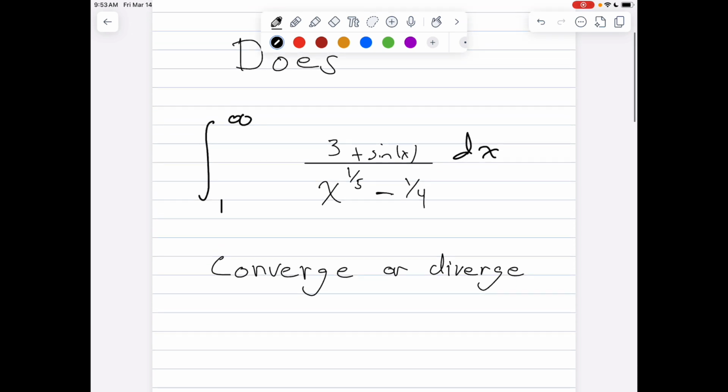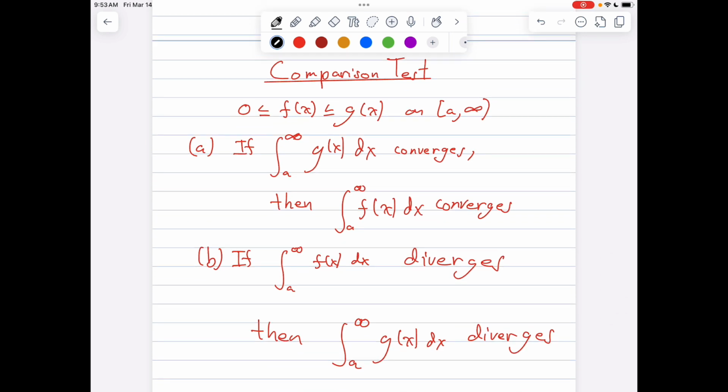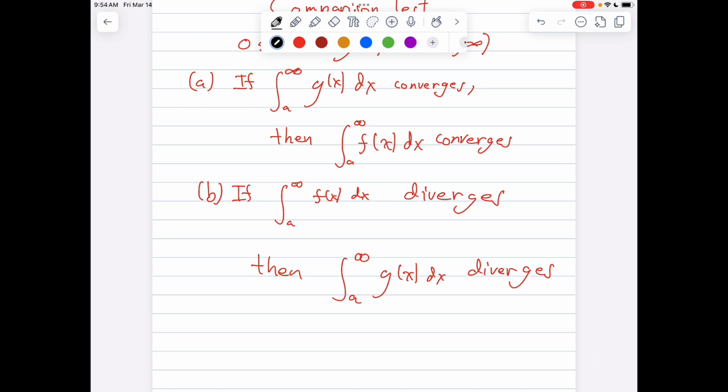And yeah, as I said, we're going to use the comparison test. The comparison test is as follows. If you have 0 less than or equal to f of x less than or equal to g of x, basically you have two functions that are positive, and one is larger than the other on some interval going from a to infinity. If the integral from a to infinity of g of x dx converges, then the integral of f of x dx converges. If the integral of f of x dx diverges, then the integral of g of x dx diverges. So basically, if the bigger one converges, then the smaller one converges as well, and if the smaller one diverges, the bigger one will diverge as well.